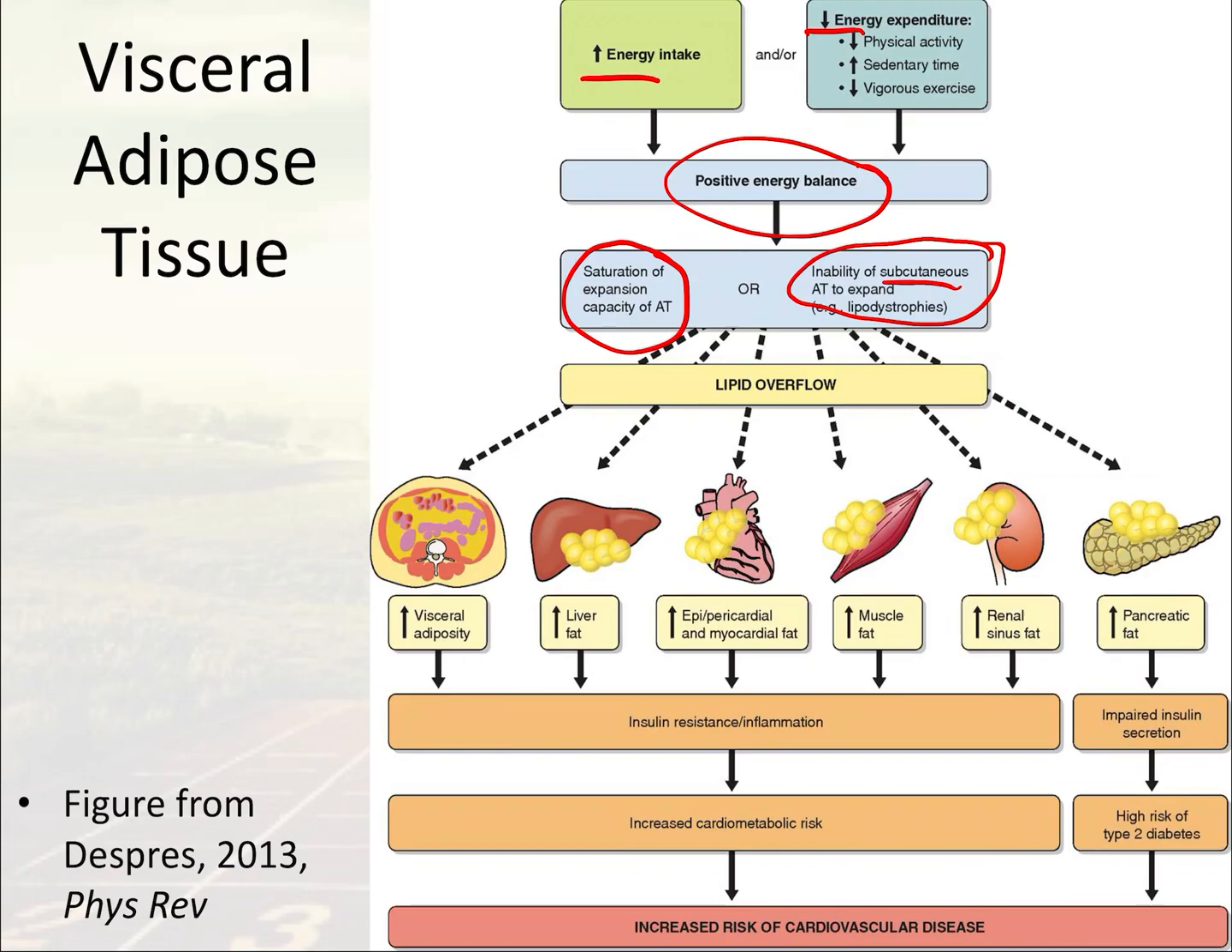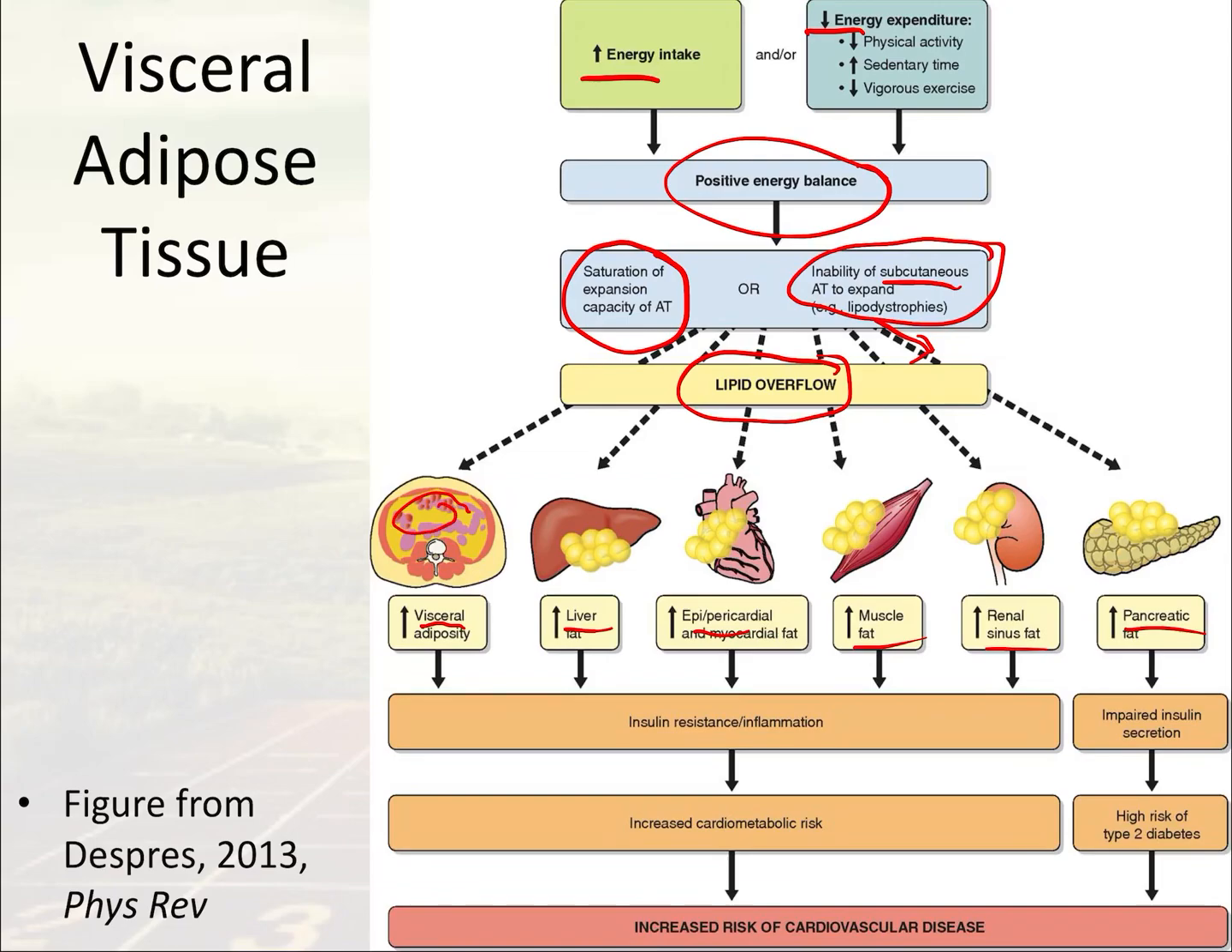But there's only so much that can expand. We can only expand that so much, and once those cells get full, then we're going to start sending our lipids other places, and we call that lipid overflow. So we get lipid overflow into the pancreas, into the kidneys, the muscle, the heart, the liver, and all throughout our visceral space, which is all this space inside of our abdominal cavity.